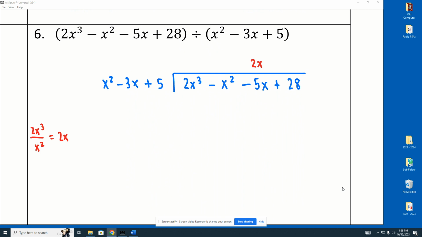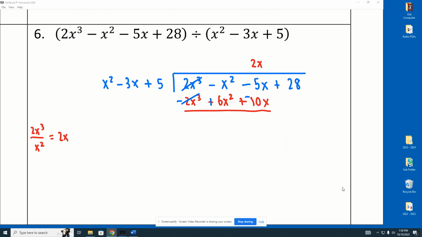So here we go. 2x times x squared, 2x cubed. 2x times negative 3x, that's negative 6x squared. 2x times 5 is positive 10x. So now we're going to subtract. That changes to minus, that changes to plus. That changes to minus. These cancel.